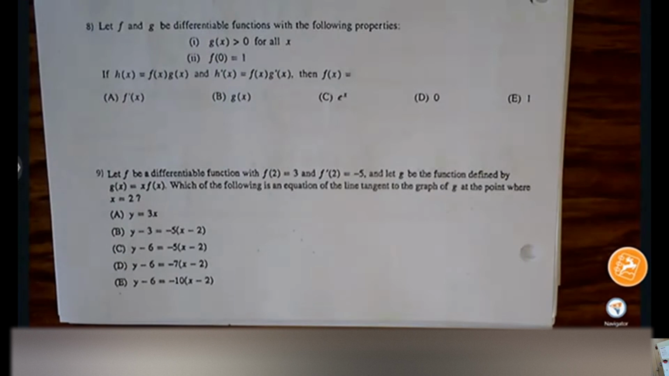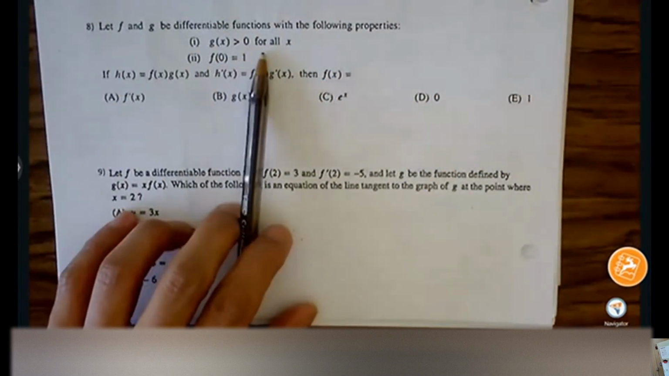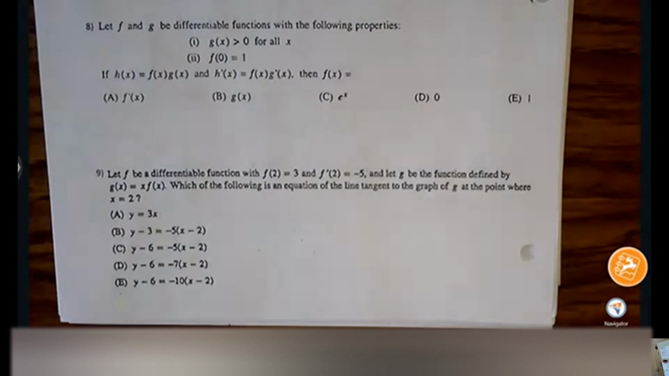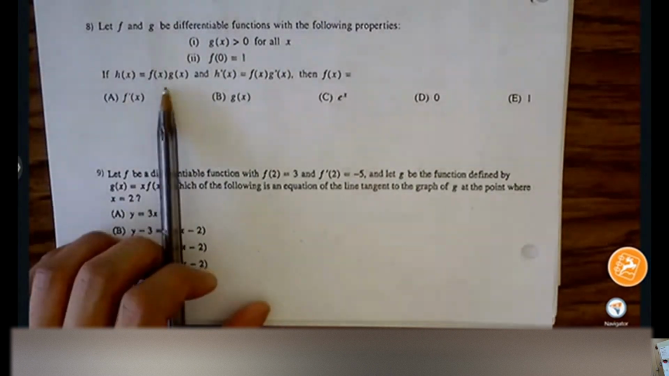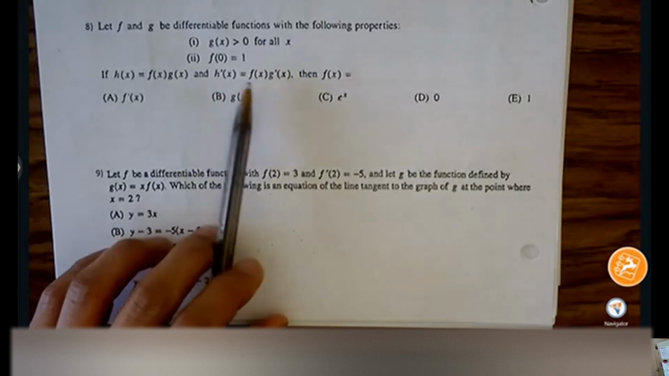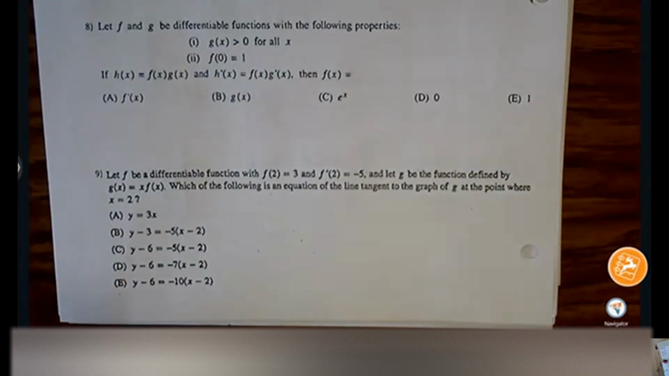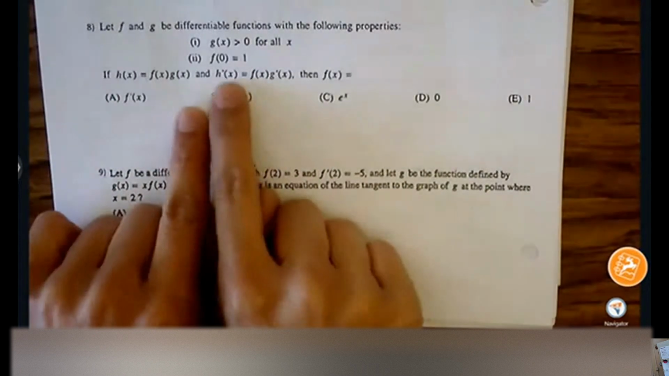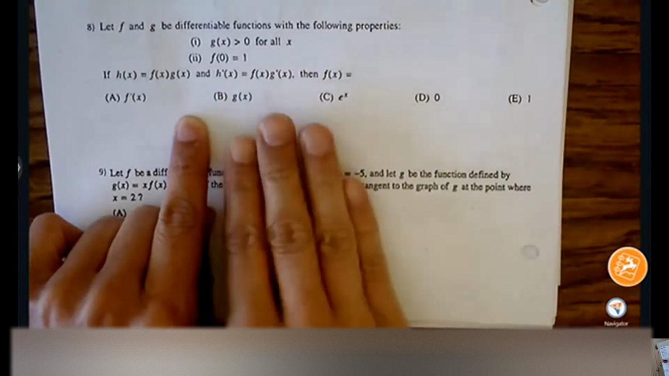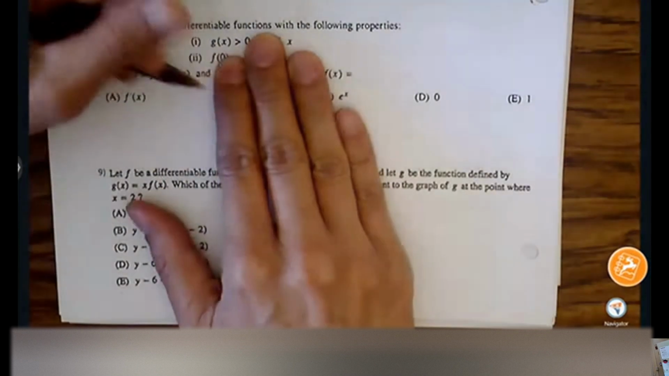It says, let f and g be differentiable functions with the following properties. G of x is greater than 0 for all x. F of 0 equals 1. H of x equals f of x times g of x. But they're telling us that h prime is equal to f times g prime, then f of x is equal to. So they're telling me what h prime is, but I'm going to ignore this statement for now, and I'm just going to focus my attention here.